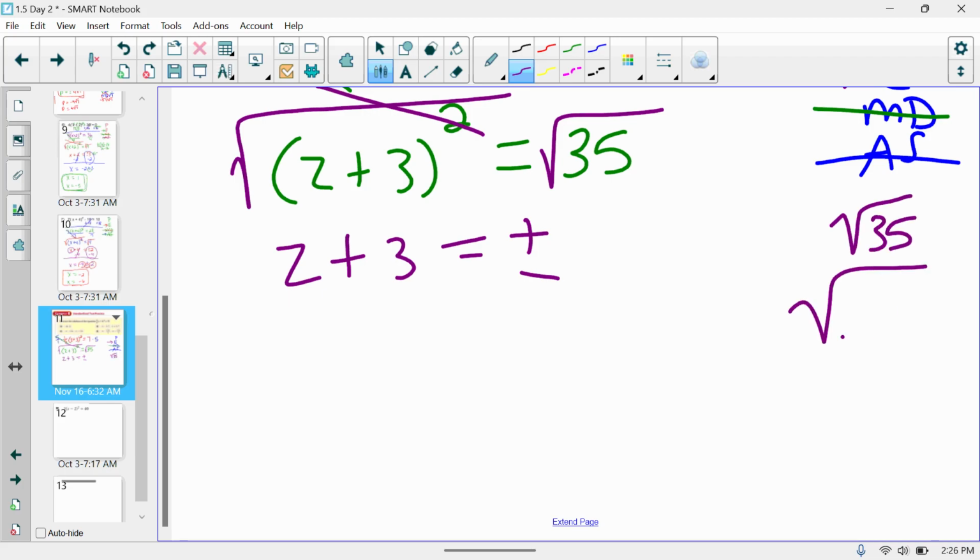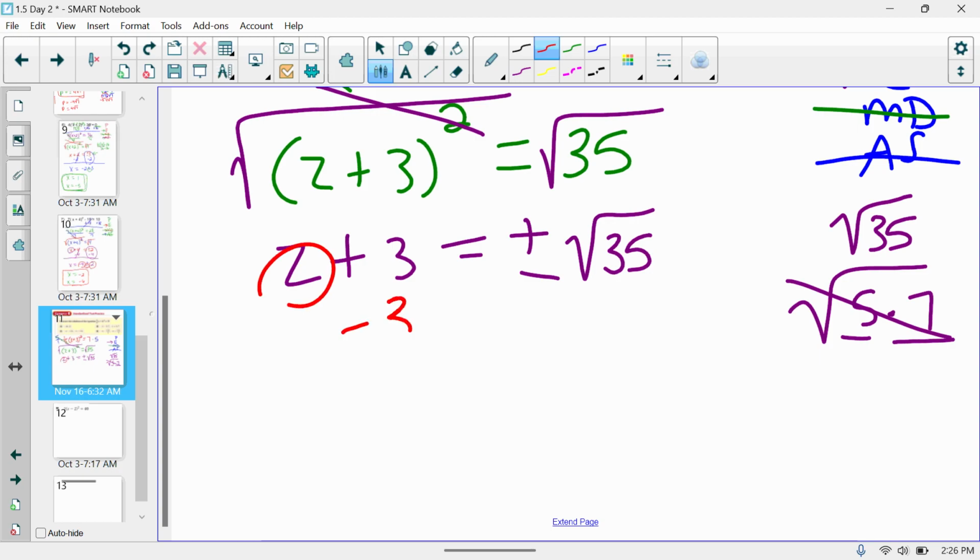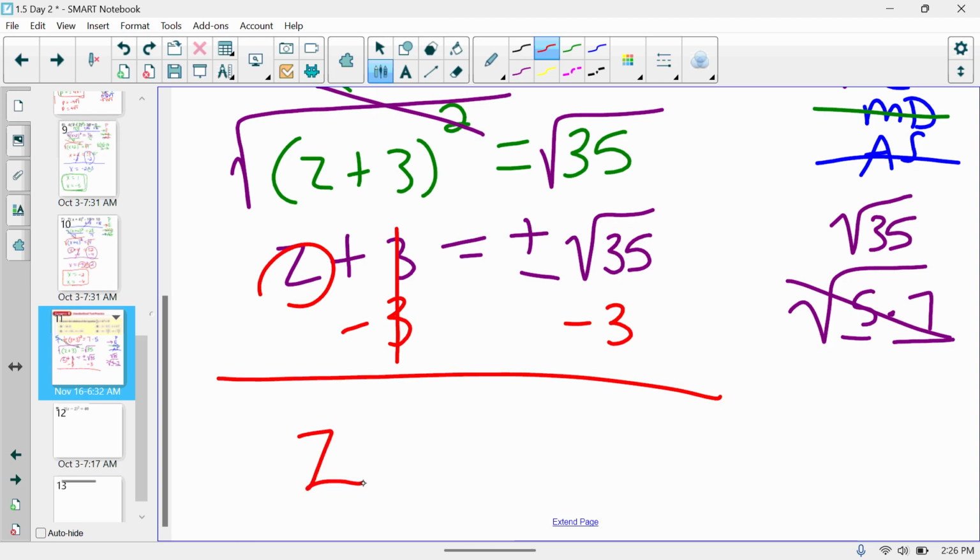Like, is there some perfect square we could write this as? But there's not, because the only factors of 35 besides 1 times 35 are 5 times 7, but neither one of those are a perfect square. So we're just going to leave it right like this since it can't be simplified, okay? And then again, z is not alone yet, so you got to take away 3.